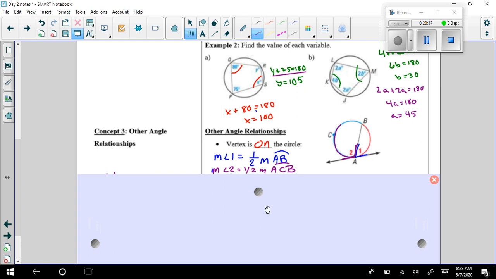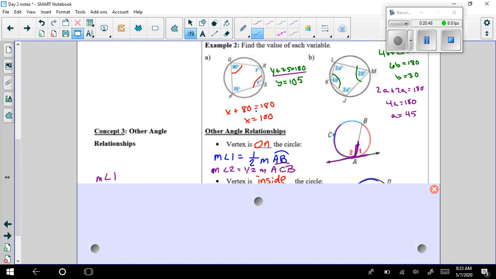Other angle relationships, you can sometimes have a vertex on the circle of an angle. So here's this angle here. It creates two angles if it's a tangent line. The measure of angle 1 is half the measure of arc AB. So this is AB, and this is half of that. The measure of angle 2 is half the measure of this arc, and that kind of goes with your inscribed angles. It's still half of the intercepted arc.